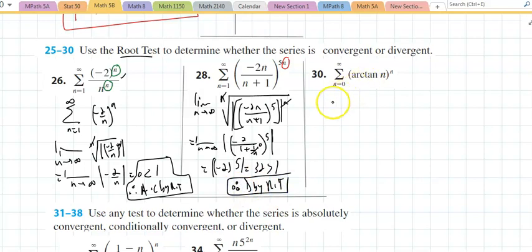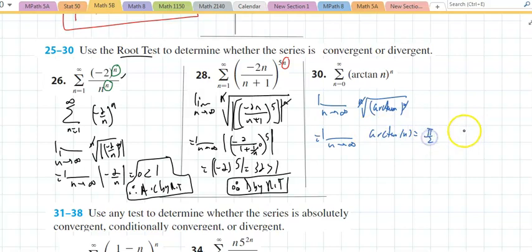Same deal here. If I take the limit as n approaches infinity of the nth root of the arctangent of n, well, I noticed that the n's cancel out. The limit as n approaches infinity of arctangent of n is pi over 2. 3.14 divided by 2 is bigger than 1, therefore diverge by the ratio test. A root test. Keep the same. I'm so stuck on the ratio.